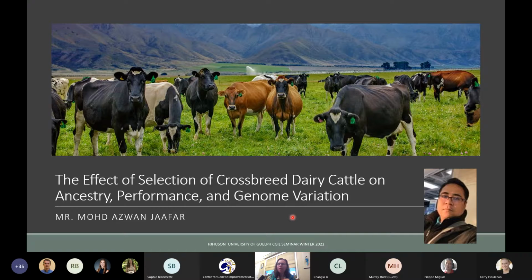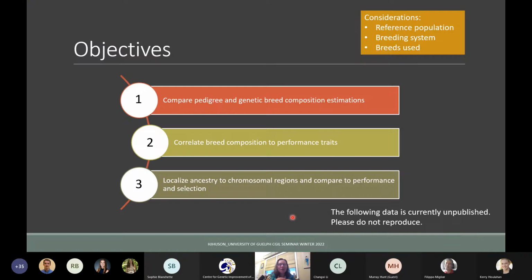So Azwan has a lot to do. With this in mind, our big picture objectives. The first one is nothing novel, but it creates a foundation. We are comparing pedigree breed estimations with genetic breed composition estimations, but we need this to start building on the next thing.